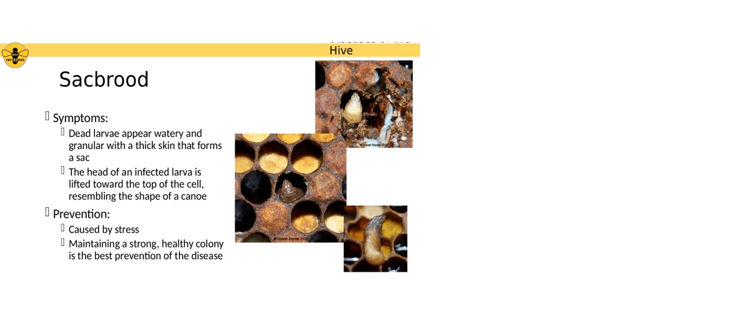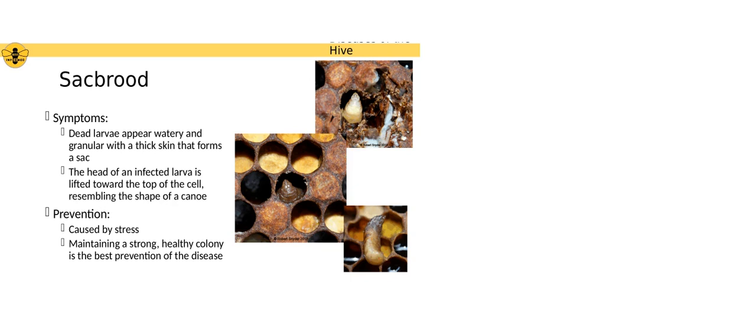With sacbrood, the symptoms are dead larvae that appear watery and granular, with a thick skin that forms as a sac. That's the later stage of sacbrood. The first stage is a small head lifted towards the top of the cell, resembling the shape of a canoe. I describe it as a little alien pinhead on top of a larva or pupa that's trying to do a sit-up in its cell. Here you can see a little bit of the different stages. There will be a quiz on this later. My favorite bee disease, sacbrood. You guys have got to remember that.